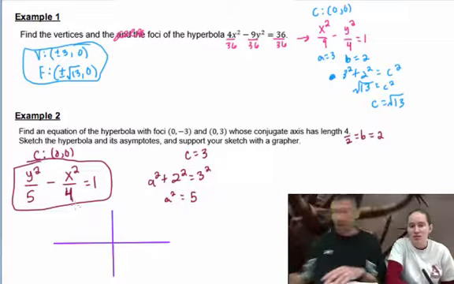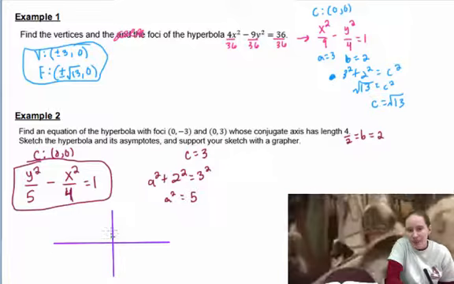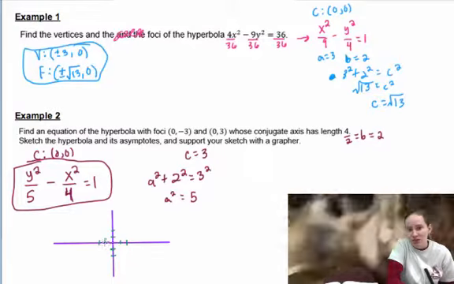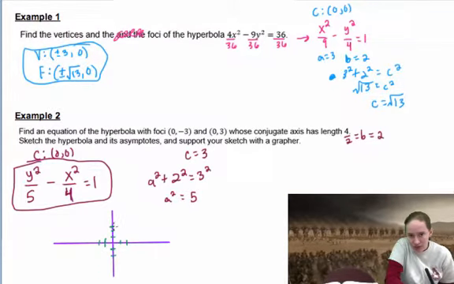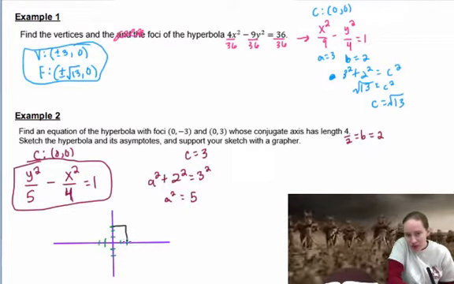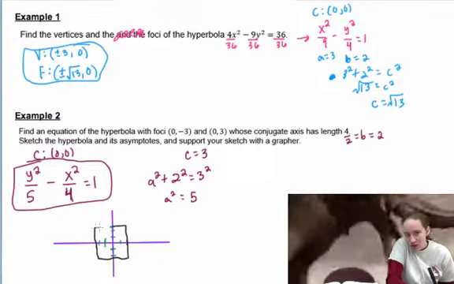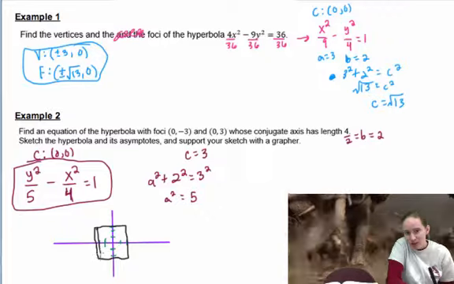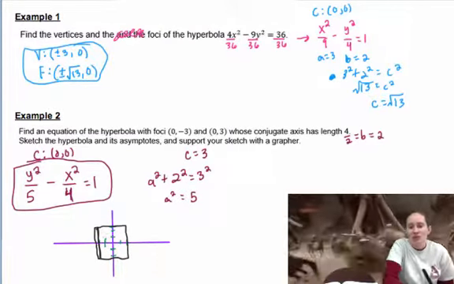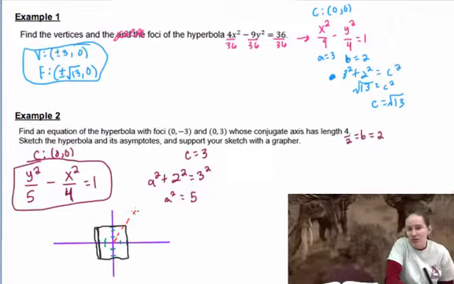All right, so it's centered at 0, 0. And what we do is we go up and down, because underneath y, we're going to go up and down square root of 5. We're going to go left and right 2, and we're going to make a box. Up and down, I guess a little bit more than 2. Left and right 2. Well, that's not a perfect box by any means, but you know, things happen. All right, so once you have your box drawn, then it's time to draw your asymptotes. So they make an X through the center and through the corners.